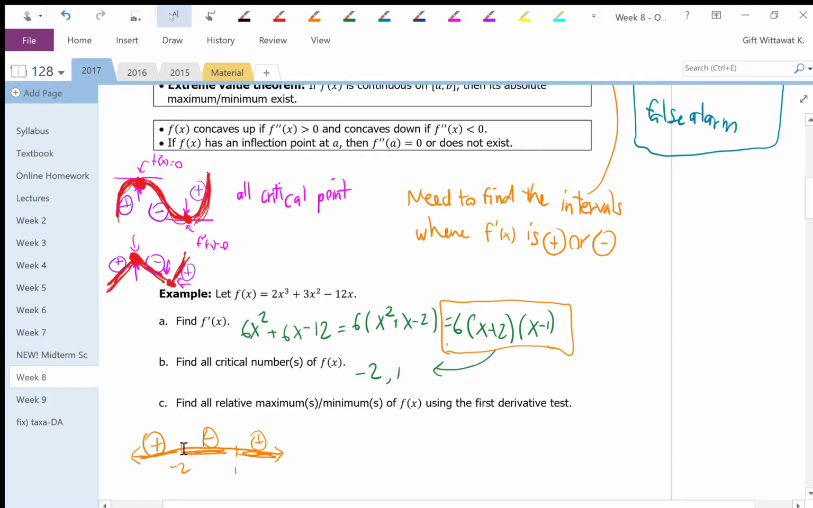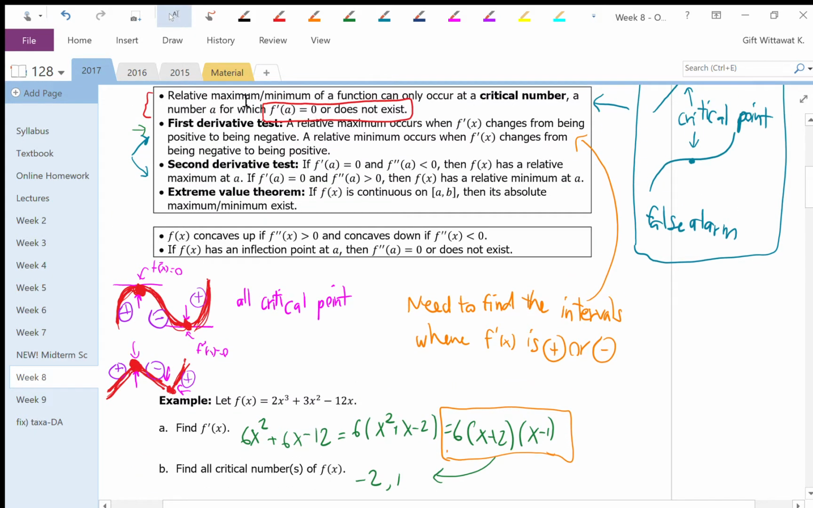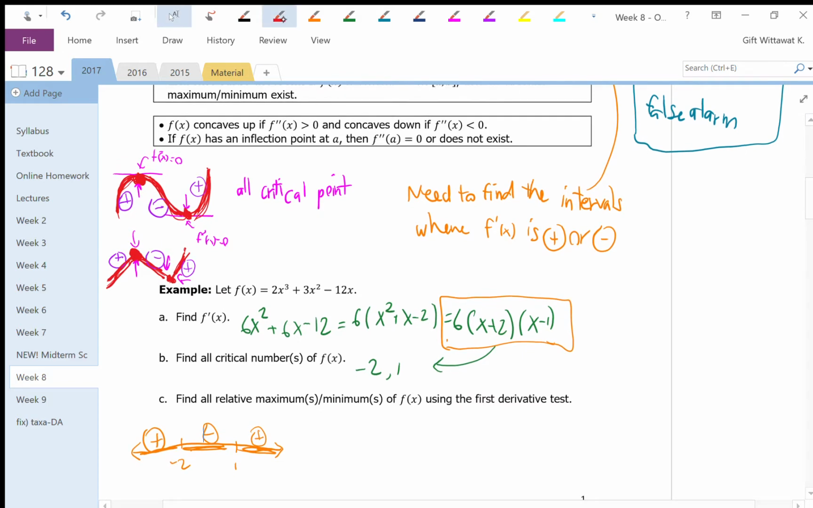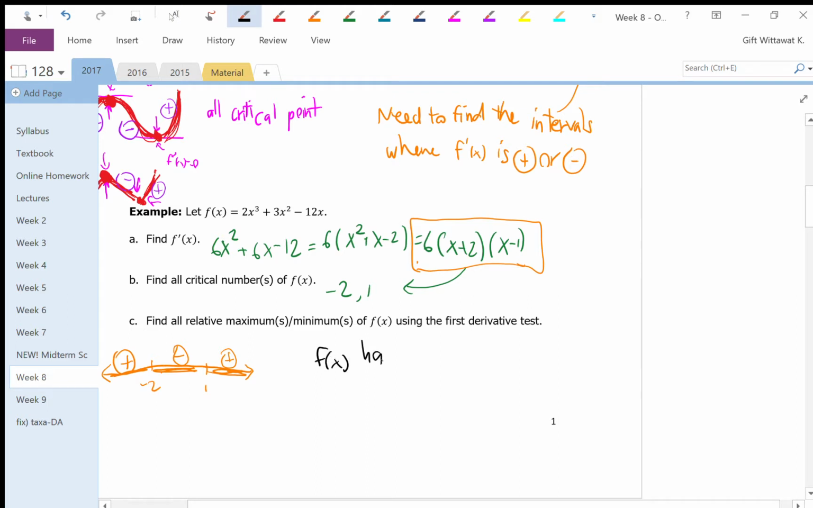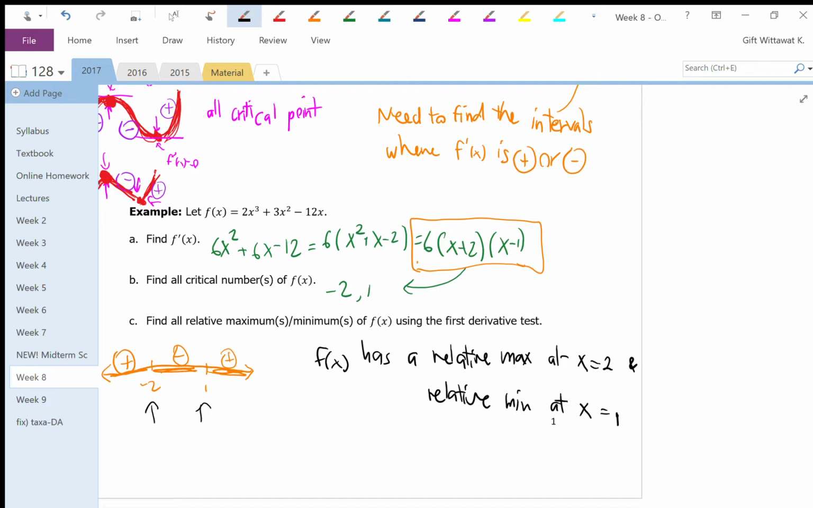So when x equals negative 2, your derivative changes from being positive to being negative. And if you look at the rule, that's where my relative max is. So that means my f of x has a relative max at x equals negative 2. And when x equals 1, my derivative changes from being negative to being positive, so it's going to have a relative min when x equals 1.